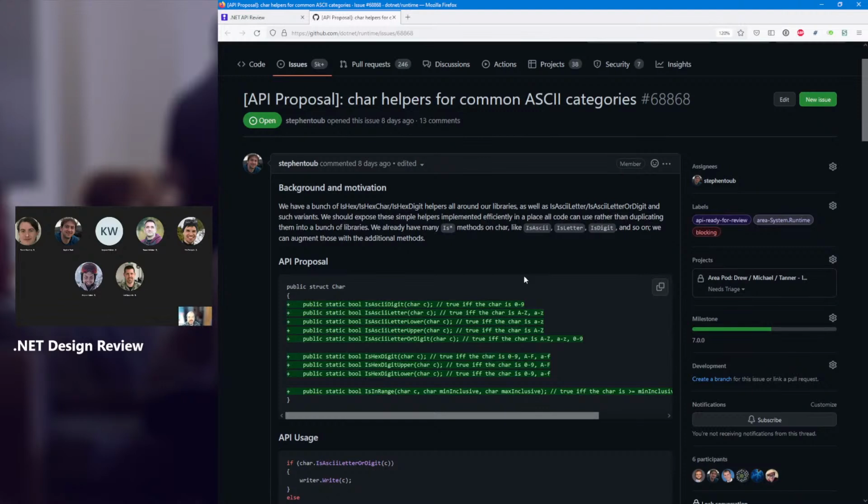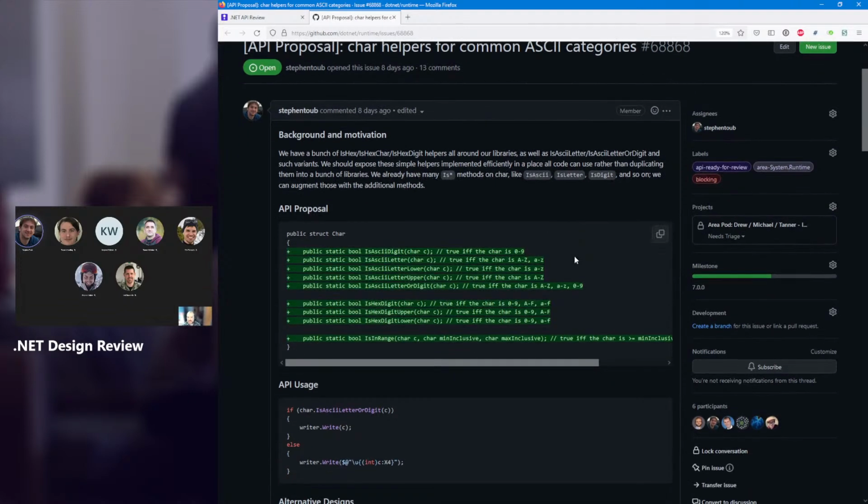So, issue 68868, char helpers for common ASCII categories, Mr. Tobe. Can you hear me? Yep. All right. So Char already has a whole bunch of is methods for lots of different categories to determine whether a character is in one of those. Char.isLetter, char.isDigit, char.isControl, char.isASCII, char.is whatever.